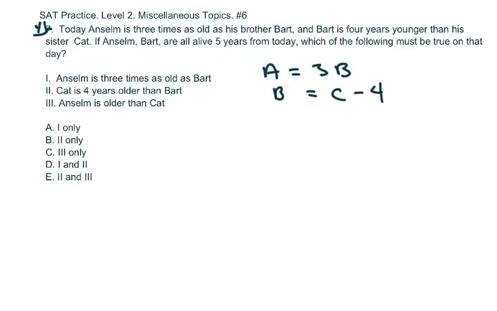Picking numbers as you go, it might be true as it is, but that in 5 years A equals 3B. But what we want to do is say A is 3 and B equals 1. Then in 5 years, A equals 8 and B equals 6, and 8 doesn't equal 3 times 6. So we can eliminate A and D. So basically we picked numbers as we go and see if it's true.